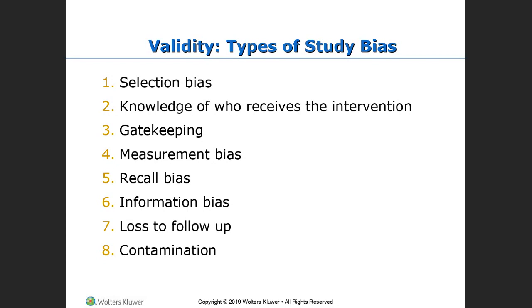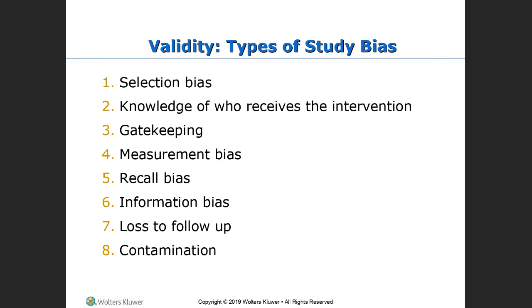Number two, knowledge of who receives the intervention. Sometimes the researcher may know too much information prior to the study, and that can represent a kind of bias. And I'll give you an example. For my PhD project, I wanted to do a study about a rural area. Well, I can't do it on the northeastern Pennsylvania area, specifically Honesdale, because that's where I live and I know too much information about it. But I could expand it to all of northeastern Pennsylvania, and then I don't know as much about it.